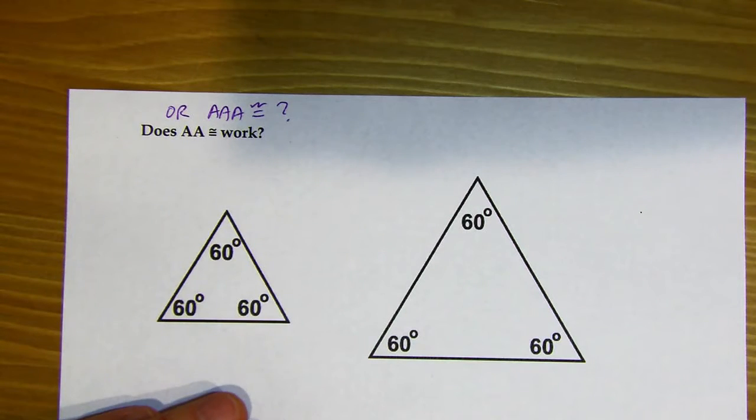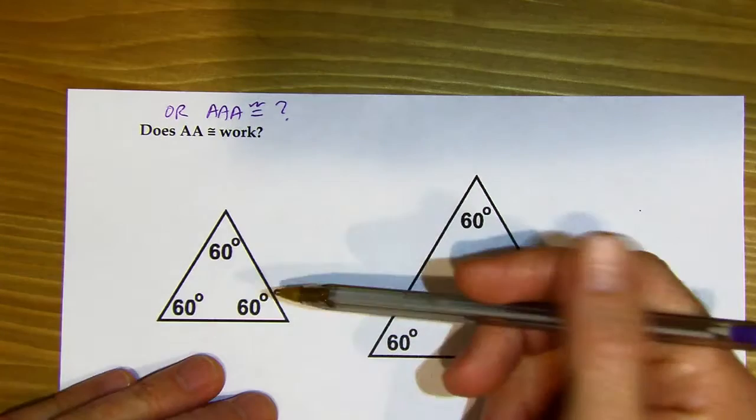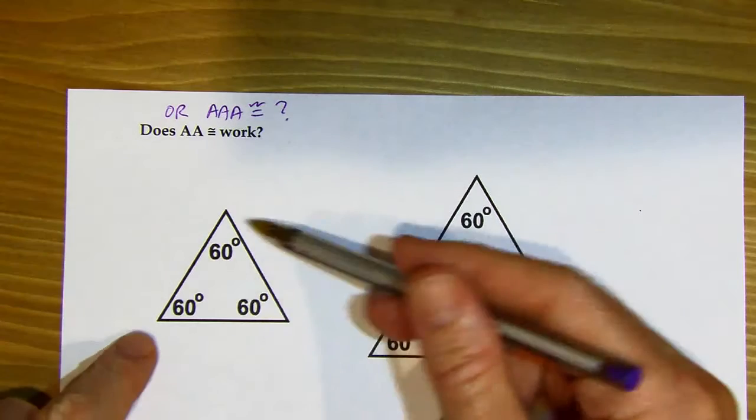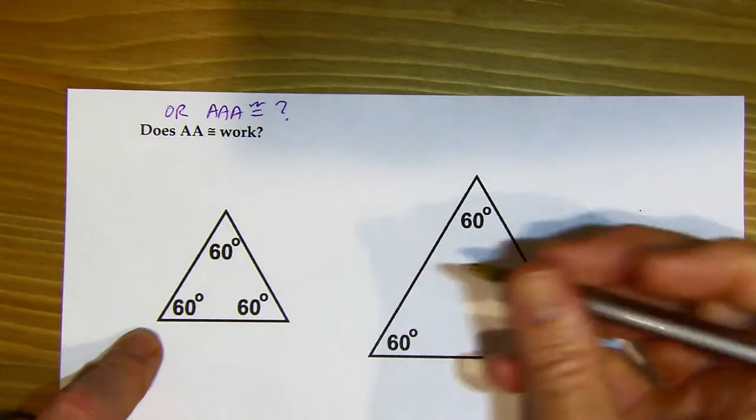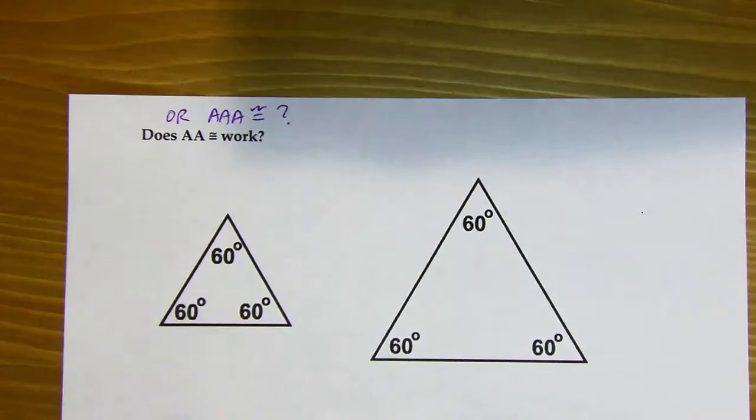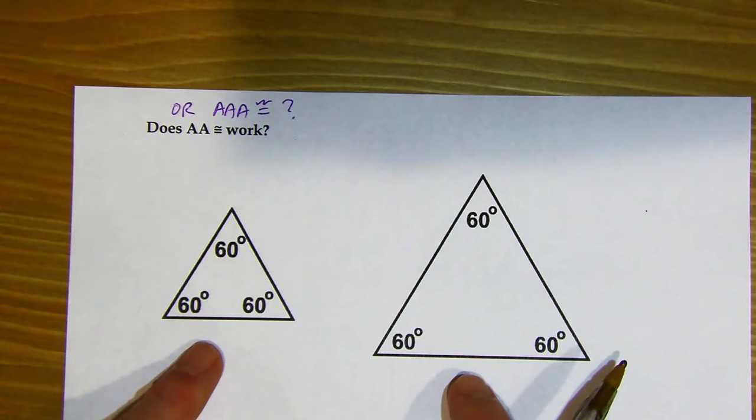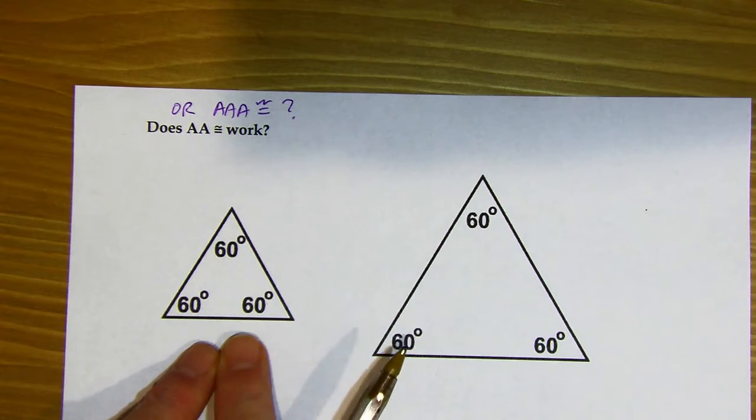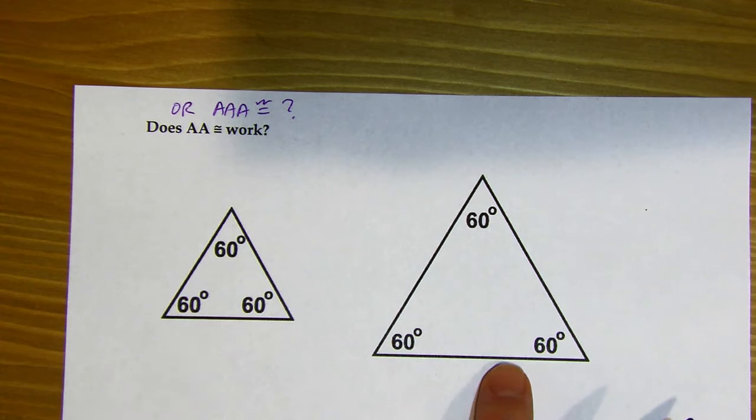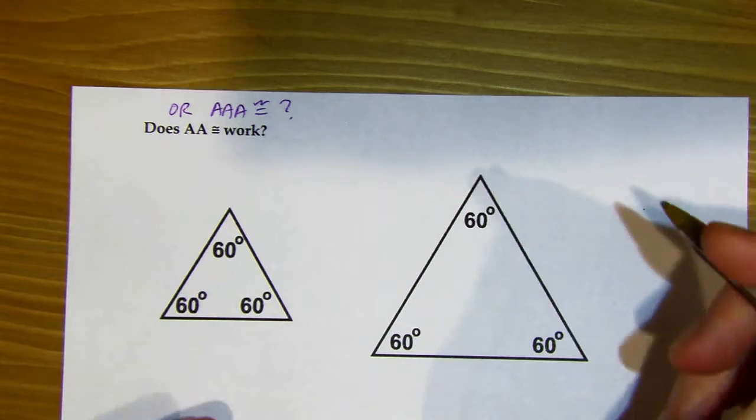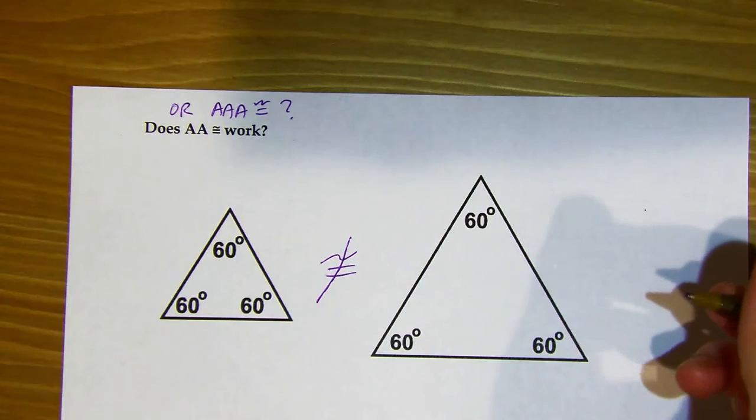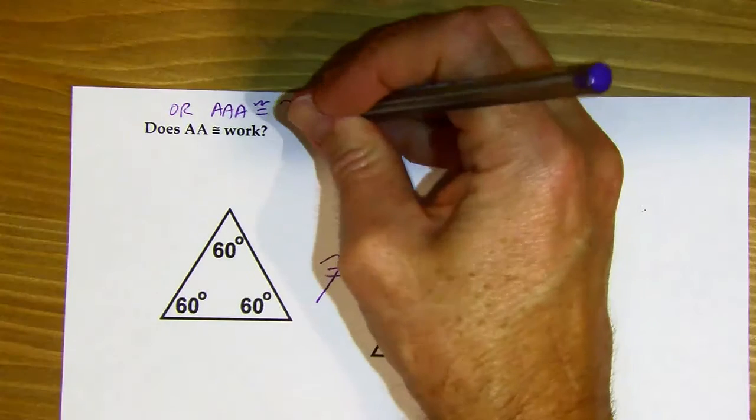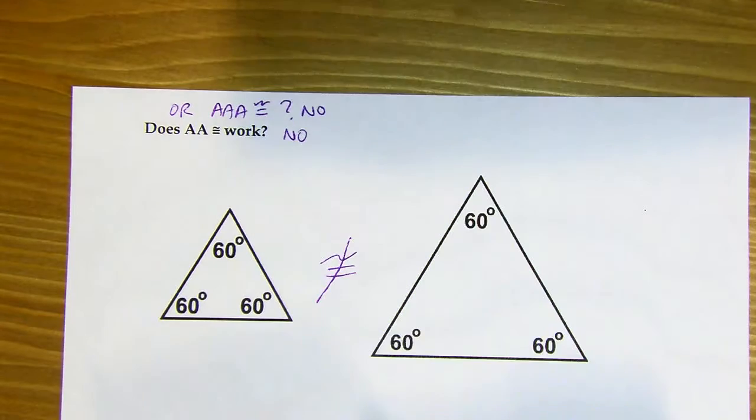So do I have congruent triangles here? Well, both of these triangles are equiangular. All three of the angles are congruent. So, you know, I know all of the angles match up in both triangles, but clearly they're not congruent, right? Because I've got a small equiangular triangle and a large one. So they have to be the same size and shape. They're the same shape, but not the same size. So these are not going to be congruent to each other. And that's why these do not work. So my answer here is no.